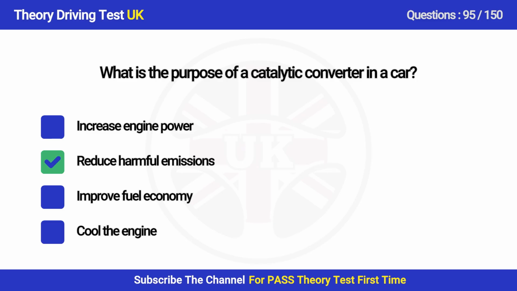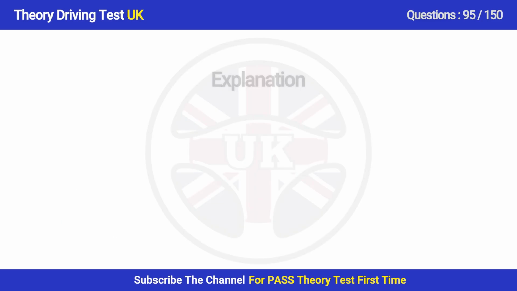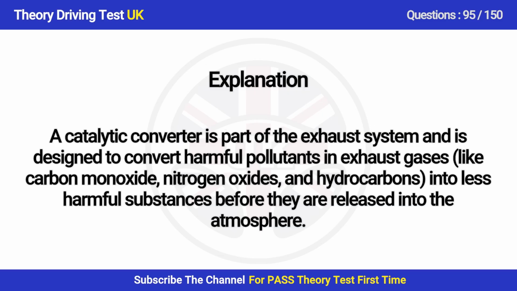Answer is B. Reduce harmful emissions. A catalytic converter is part of the exhaust system and is designed to convert harmful pollutants in exhaust gases, like carbon monoxide, nitrogen oxides, and hydrocarbons, into less harmful substances before they are released into the atmosphere.